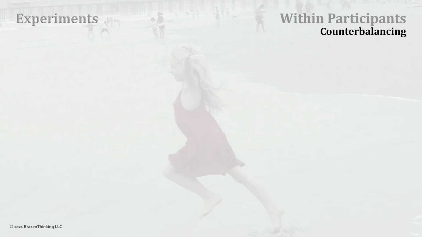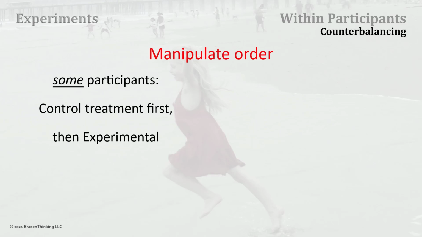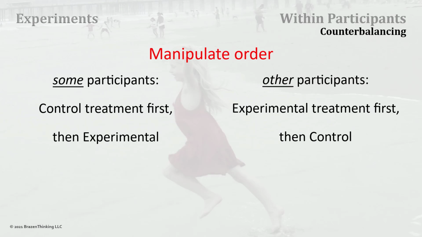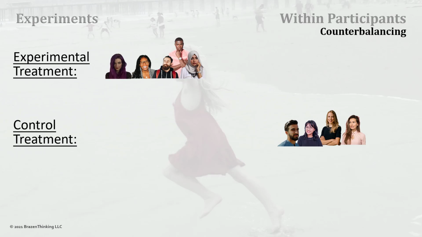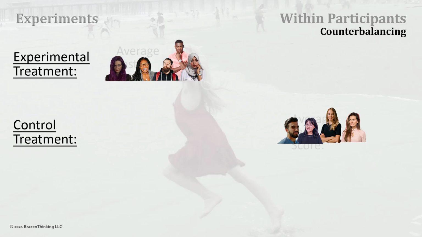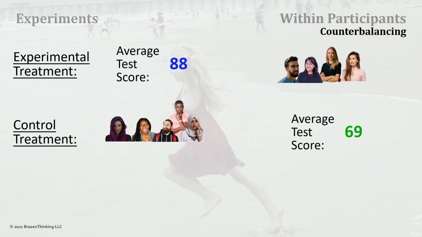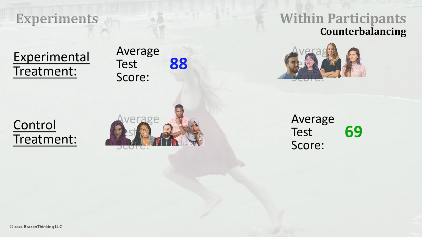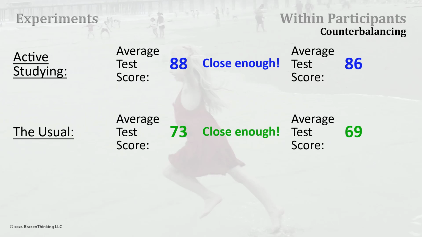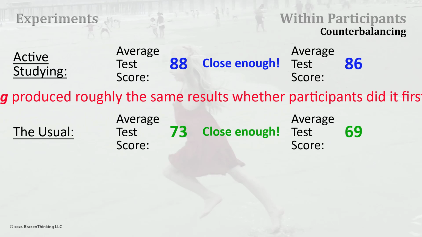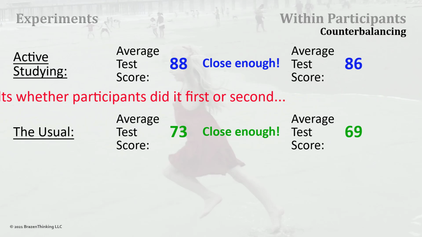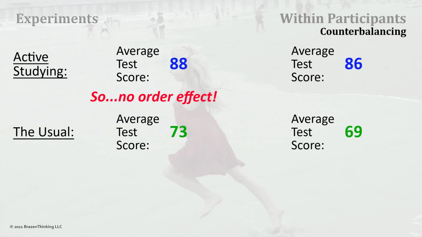Counterbalancing involves making sure that any experience your participants will have that could affect their behavior gets deliberately manipulated so that its effect can be measured. For the study we're talking about, you'd have half your participants go through the conditions in one order and the other half in the other order. If they know more after active studying, regardless of the order in which they went through the treatments, then the order didn't have any effect. You can't get rid of an order effect by counterbalancing, but you can at least find out whether one is happening.